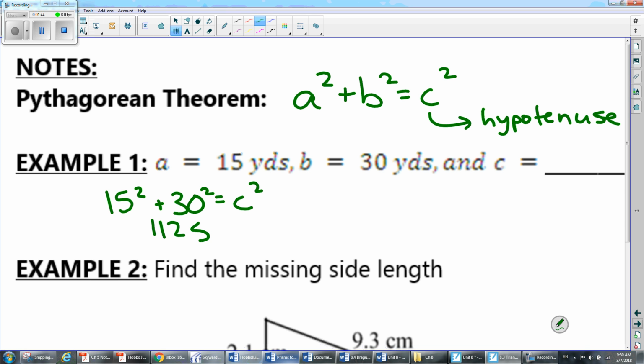We end up with 1,125 for c squared. So taking the square root leaves us with 33.54 yards.